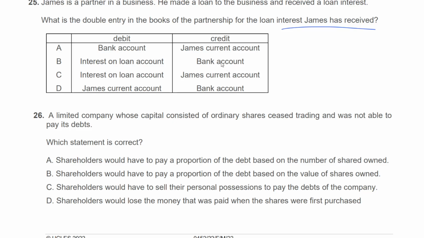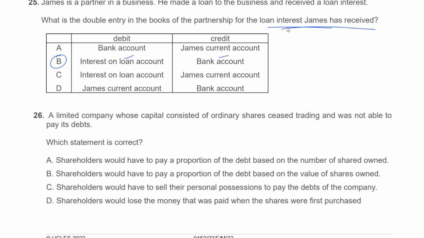That is correct. James is the partner. Look, be a bit careful here, please. He received loan interest. Now, when James has received it, the money is already gone, so bank must be credited, and interest on loan account, an expense, should be debited. Expense account debit, bank account credit.